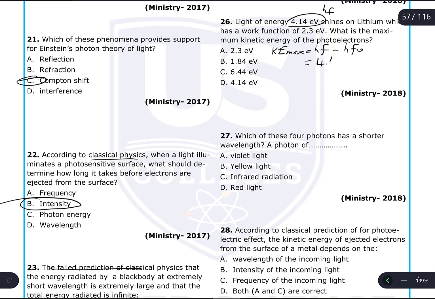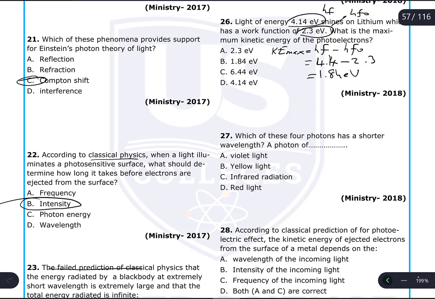So the energy of the photon, hf, is given as 4.14, minus hf0, which is the work function, given as 2.3 electron volts. Both are in electron volts, so no need for conversion. 4.14 minus 2.3, which is 1.84.